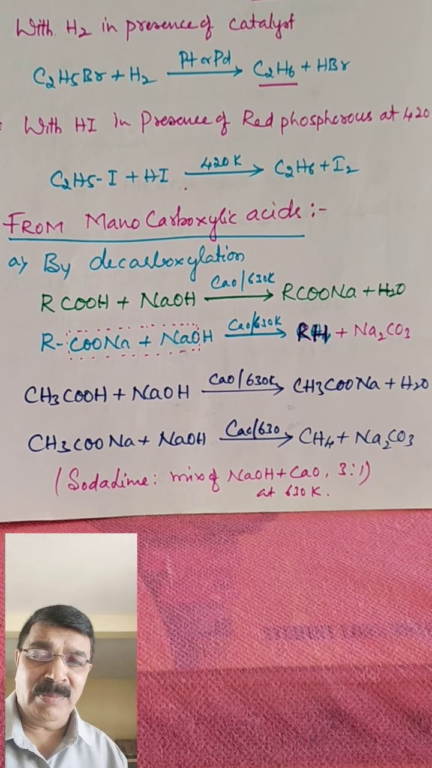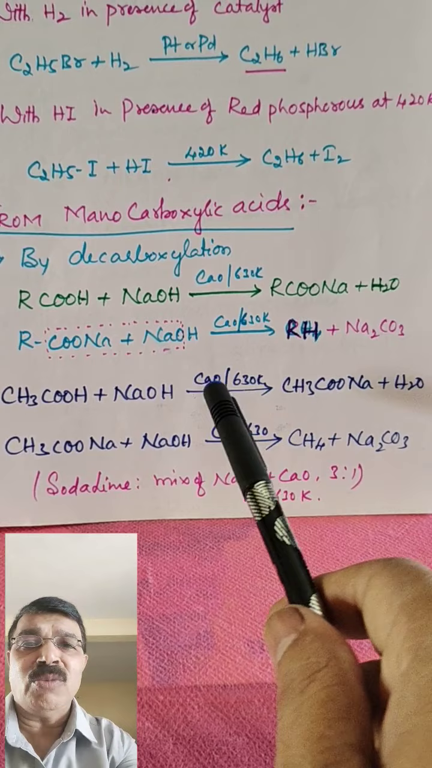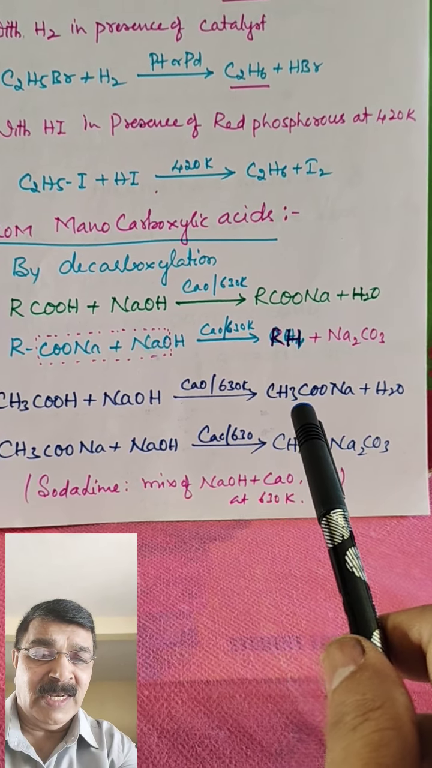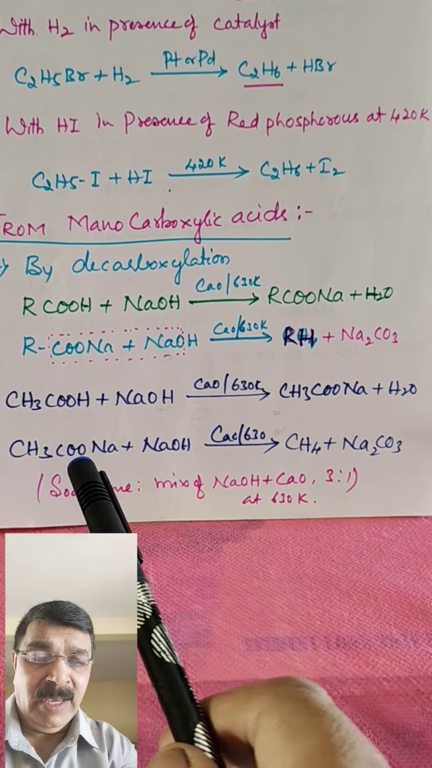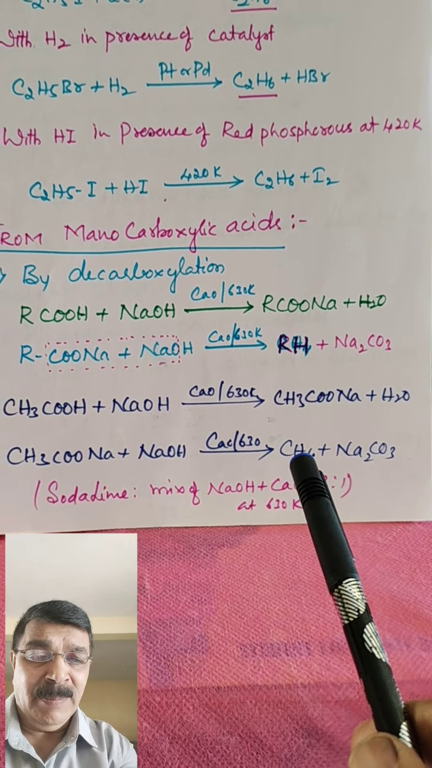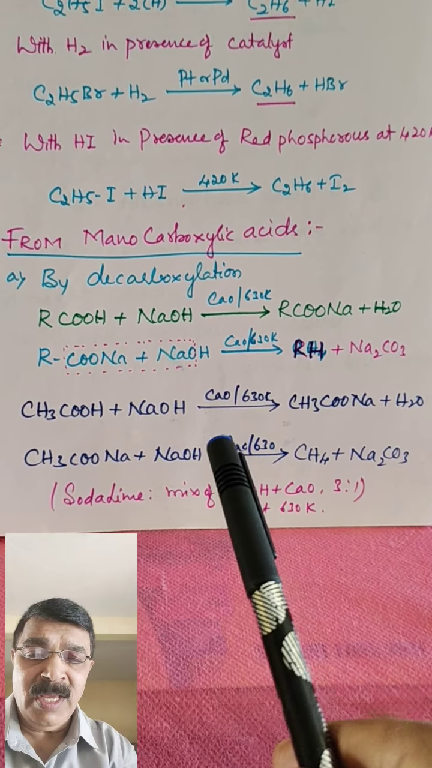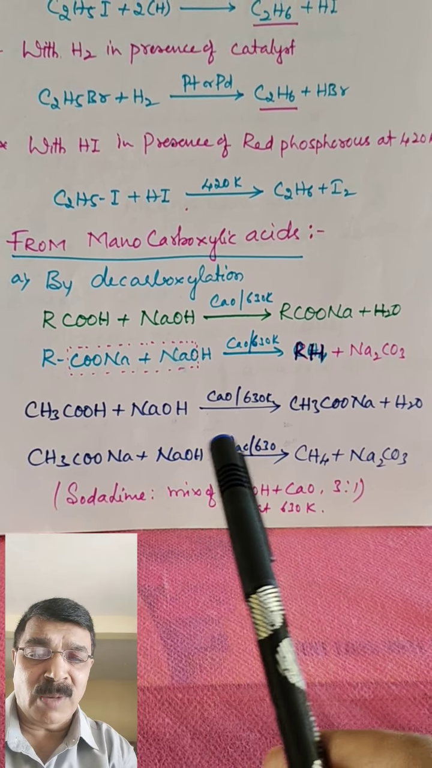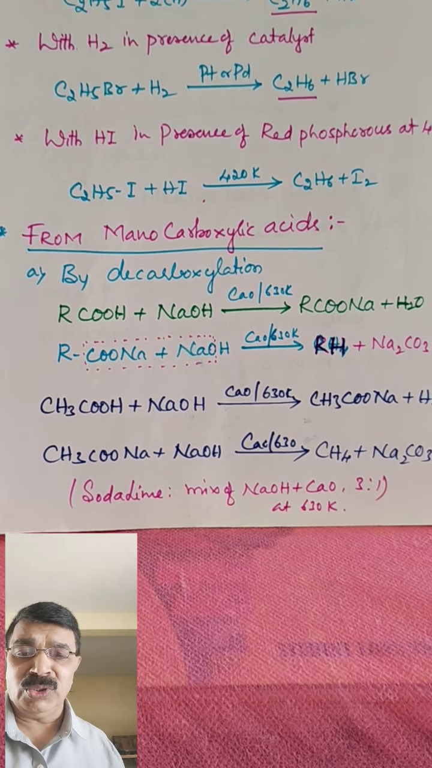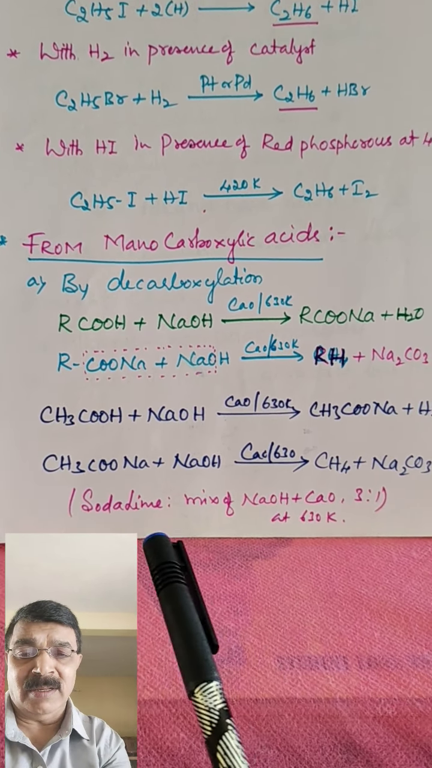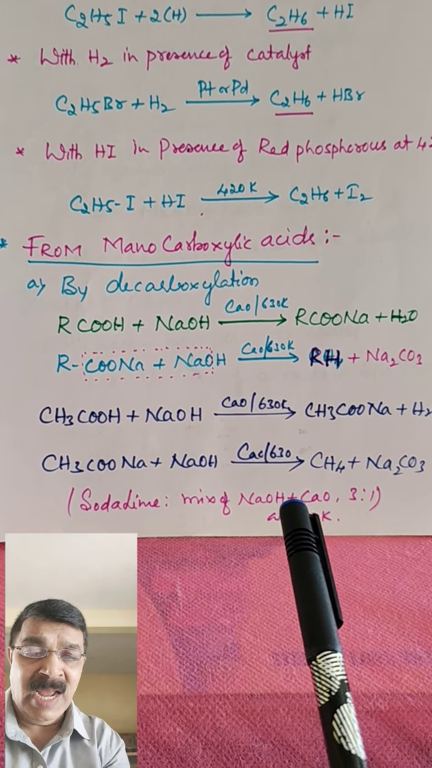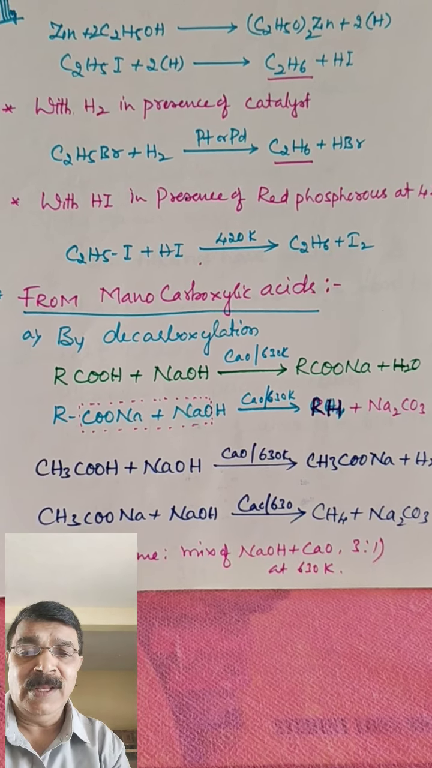Acetic acid plus sodium hydroxide in presence of calcium oxide and 630 Kelvin forms sodium acetate and water. Again sodium acetate with sodium hydroxide in presence of calcium oxide forms methane and sodium carbonate. Here NaOH and CaO form one compound, called soda lime. In examination you may be asked, what is meant by soda lime? Here's the answer: soda lime is a mixture of sodium hydroxide and calcium oxide in the ratio of 3:1 at 630 Kelvin.